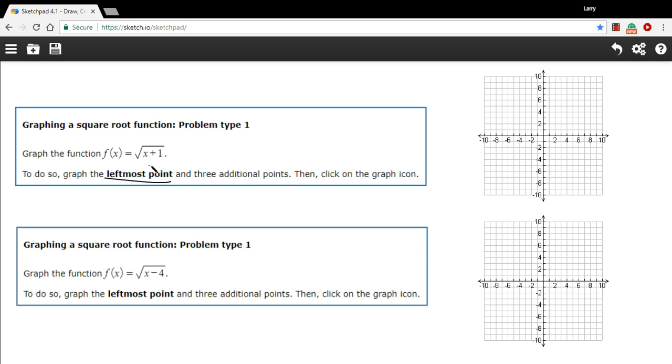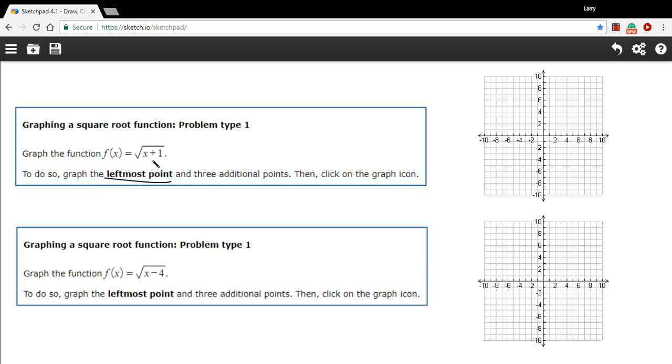Well, in a square root function, what's underneath the radical sign can never be less than 0. A negative number doesn't make sense to take the square root of unless you get into imaginary numbers, and we can't graph imaginary numbers on a graph like this. So the leftmost point is going to be where this is 0.